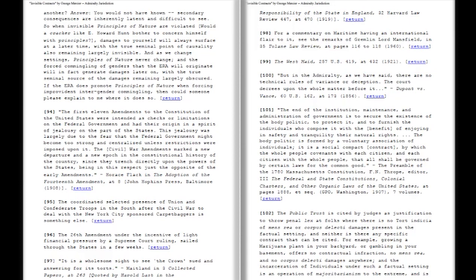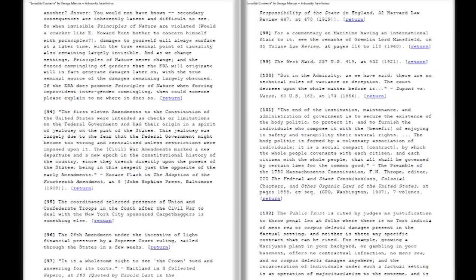Return. 98. For a commentary on maritime law having an international flair to it, see the remarks of Lord Mansfield, in 35 Tulane Law Review, at pages 116 to 118, 1960. Return. 99. The West Made, 257 U.S. 419, at 432, 1921. Return. 100. But in the Admiralty, as we have said, there are no technical rules of variance or deception. The Court decrees upon the whole matter before it. DuPont v. Vance, 60 U.S. 162, at 173, 1856.